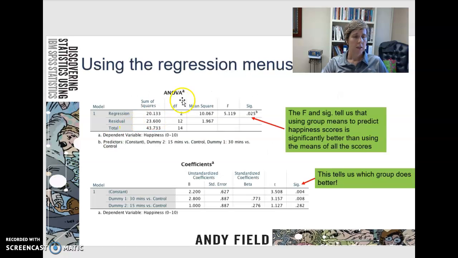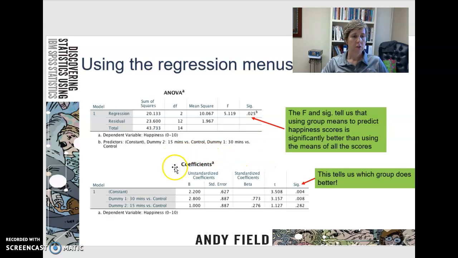So when you run the regression, you get a couple of tables. Okay, you get the ANOVA table, and this significance value here tells us that using the group means to predict happiness scores is significantly better than using the mean of all of the scores. All right, so in other words, we're going to look at each particular group, and it's telling us there's a significant difference in those groups.